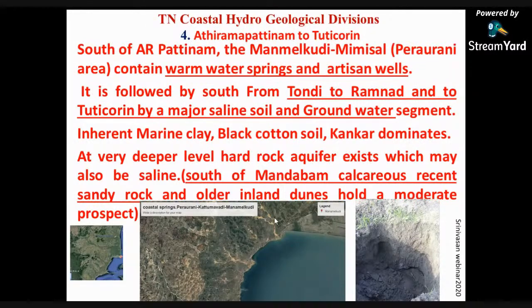it is the Vedaranyam, Muthupet lagoon and all that. Here you see a number of transverse lines going. Here this is the Vellar river. So Manamelkudi and all that. Here a self-flowing artesian well, Peraurani, it came in the newspaper also.